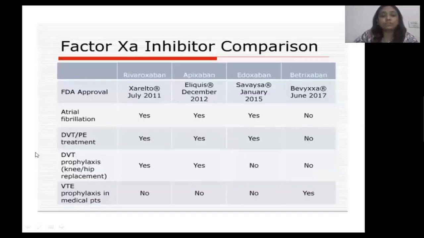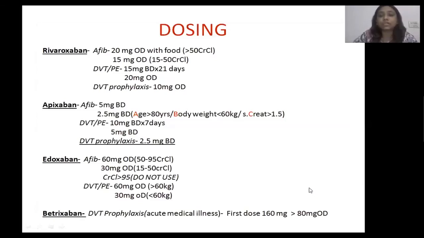Now, if we compare the FDA-approved indications, both rivaroxaban and apixaban have three common indications, that is use in non-valvular atrial fibrillation, prophylaxis and treatment of DVT and pulmonary embolism, and DVT prophylaxis for patients of knee and hip replacement. And betrixaban has only one indication that we have already discussed, that is VTE prophylaxis in acutely medically ill patients. Now, what are the dosing regimens? It mainly depends on the renal clearance of the patient.